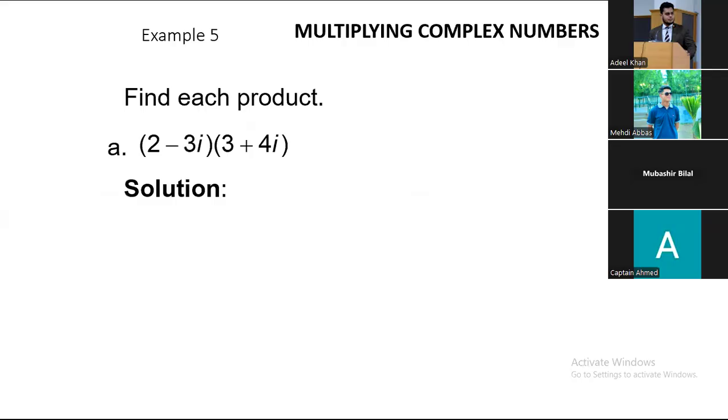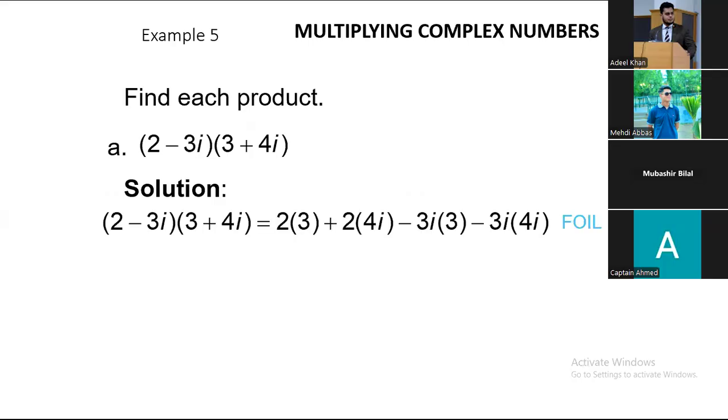So another example of complex number multiplication: over here you can see 2 minus 3 iota multiplied with 3 plus 4 iota. How can we solve this? 2 multiplied by 3 plus 4 iota, so 2 multiplied by 3 and plus 2 into 4 iota with each other, and -3 iota multiplied by 3 and -3 iota multiplied by 4 iota.